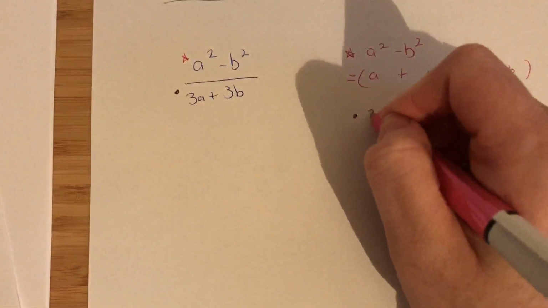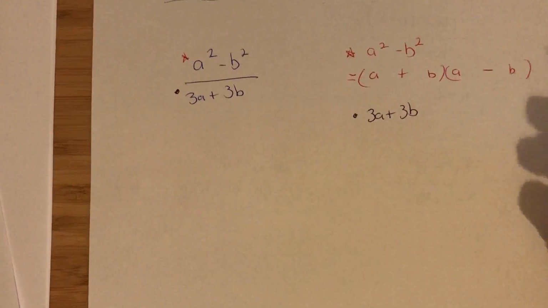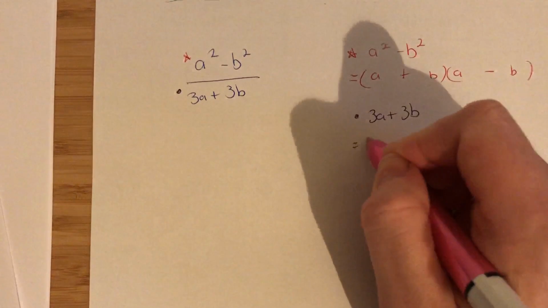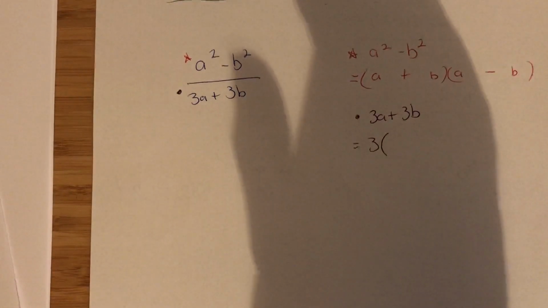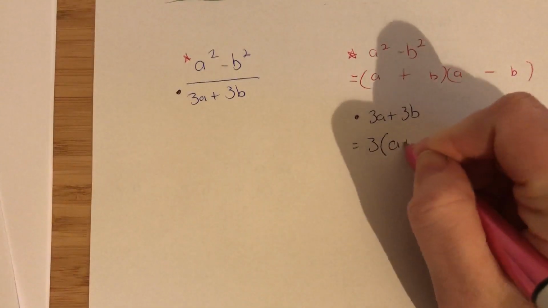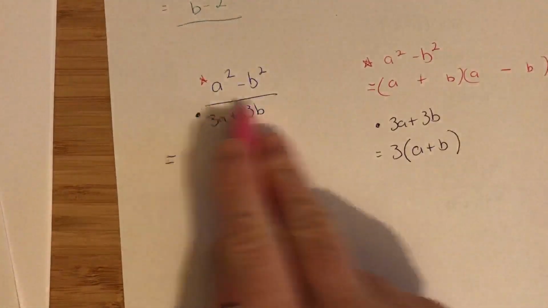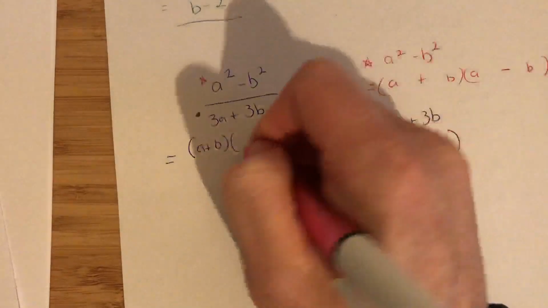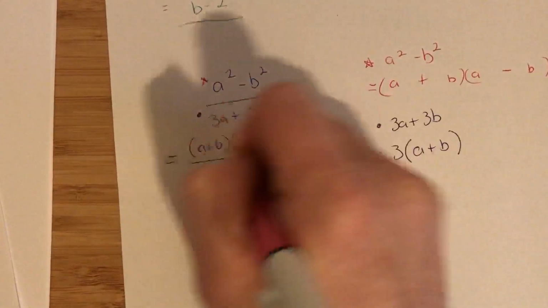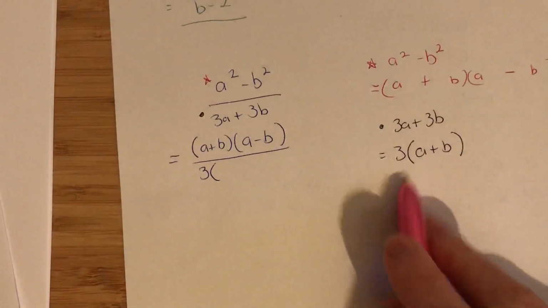And we have 3a plus 3b. Is there a highest common factor? Yes, there is. 3 is a highest common factor, so we pull 3 out. Open the brackets, and that becomes a plus b inside the brackets. Right, we can substitute both of them back in now. So instead of a squared minus b squared, we're going to have a plus b brackets a minus b over 3 brackets a plus b.